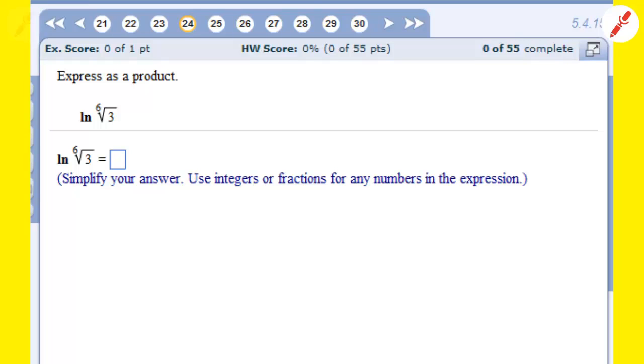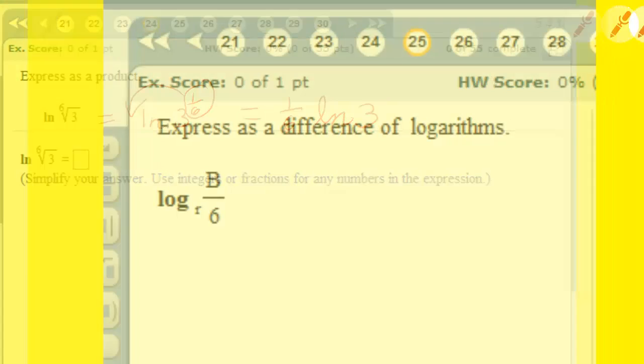Okay, the ln is log base e, and what we're dealing with here is the ln of the 6th root of 3. But what is the 6th root of 3? The 6th root of 3 is just 3 to the 1/6 power. So I'm going to take ln of 3 to the 1/6 power. But now that I have a power, I take that down in front and multiply. So this is going to be 1/6 times the ln of 3. Next.